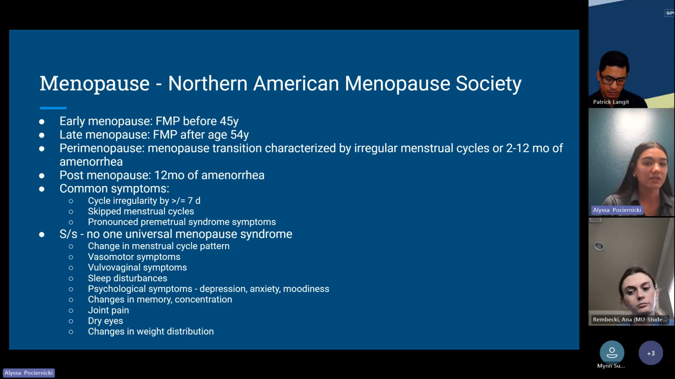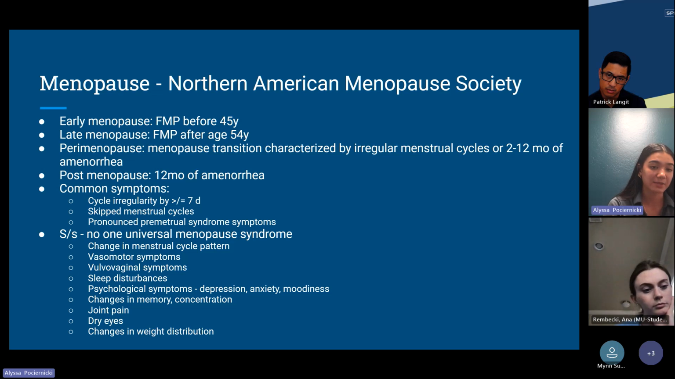Then there's perimenopause, which is a menopause transition characterized by irregular menstrual cycles or 2 to 12 months of amenorrhea. Postmenopause is when a female has gone 12 months of amenorrhea, so they just didn't get their period for a whole year. And then some common symptoms: cycle irregularity by greater than or equal to 7 days, skipped menstrual cycles, or pronounced premenstrual syndrome symptoms.